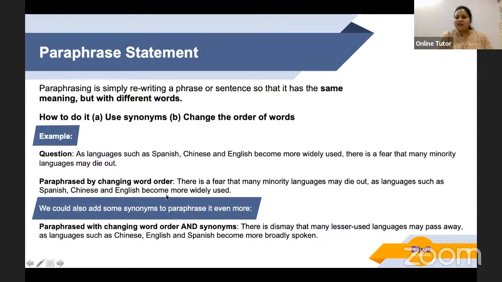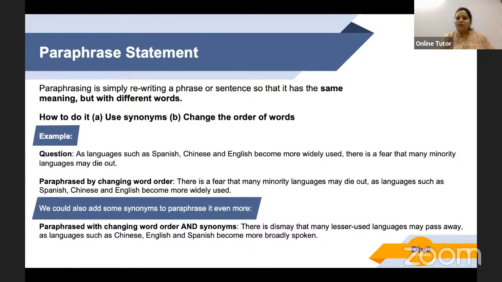We could also add some synonyms to rephrase the same statement. And it would be like, there is a dismay that many lesser used languages may pass away as languages such as Chinese, English, and Spanish become more broadly spoken.